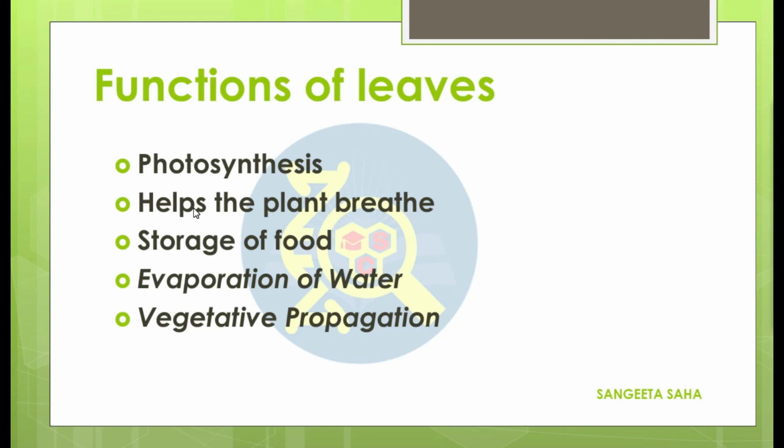Another important function is that it helps the plant to breathe. The epidermis of the leaf contains guard cells, and these guard cells control and regulate the small pores on the undersurface of the leaves, and these small pores are called stomata. Stomata are responsible for regulating water in and out of the cell. They are also responsible for the exchange of gases across the epidermis.